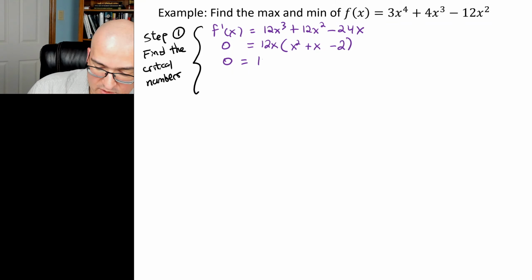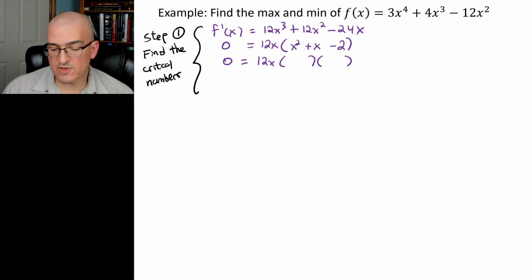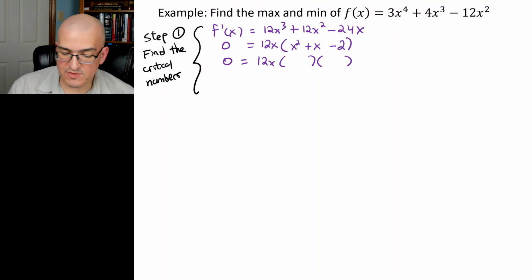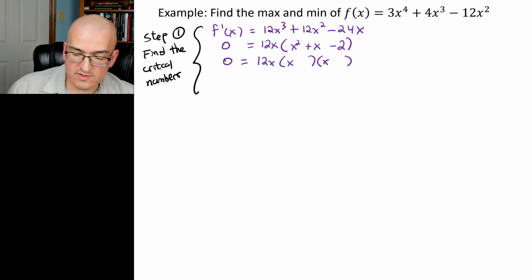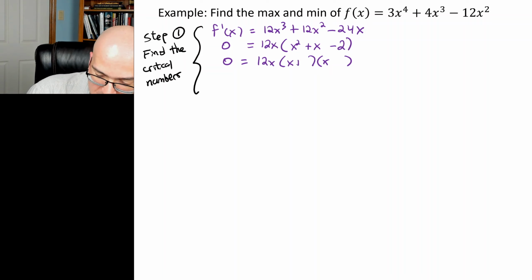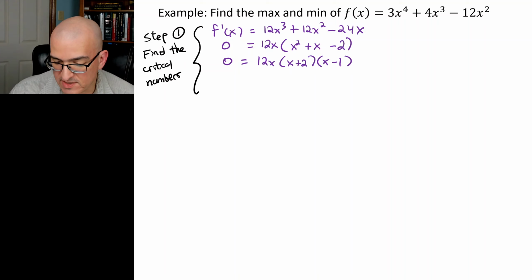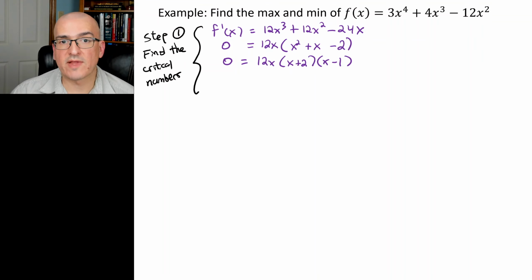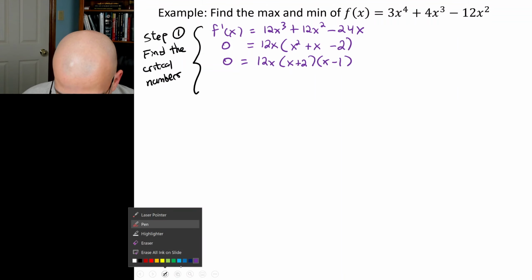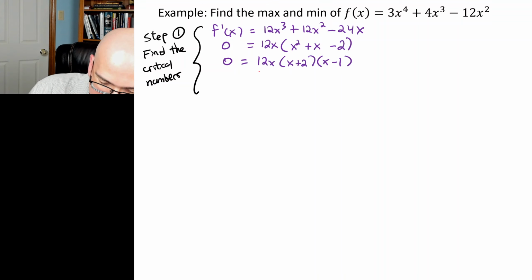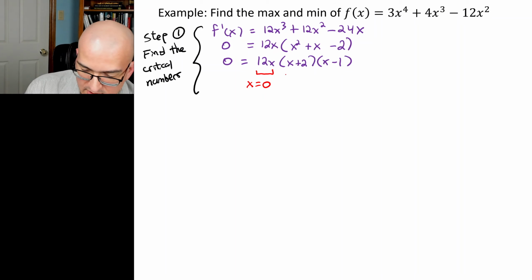Next, I'm going to factor that quadratic using the product and sum method. I want two numbers that multiply together to give me negative 2 and add together to give me positive 1. So the answers will be plus 2 and minus 1. Multiply to give me negative 2, add to give positive 1. And then I want to look for all possible x values that will make left-hand side equal right-hand side. So how do I get 0 on the right? Well, I can get 0 on the right if 12 times x is equal to 0. And that means that x equals 0 is a solution.